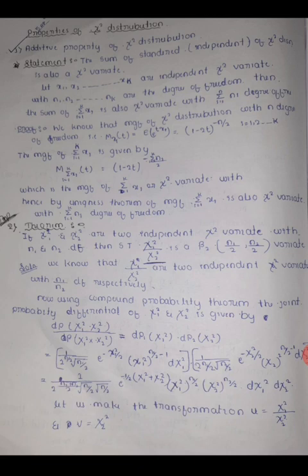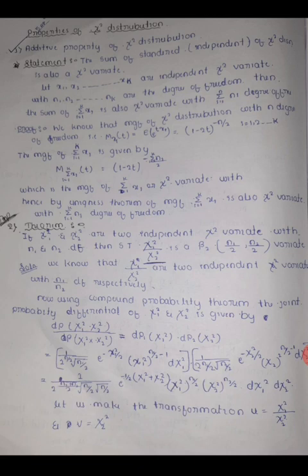This is equal to, here, 1 upon 2 raised to n1 by 2 and 1 upon 2 raised to n2 by 2 taken common, 1 by 2 raised to n1 plus n2 upon 2, gamma of n1 by 2, gamma of n2 by 2, into e raised to minus 1 by 2 of chi1 square plus chi2 square, into chi1 square raised to n1 by 2 minus 1, into chi2 square raised to n2 by 2 minus 1, d chi1 square d chi2 square.